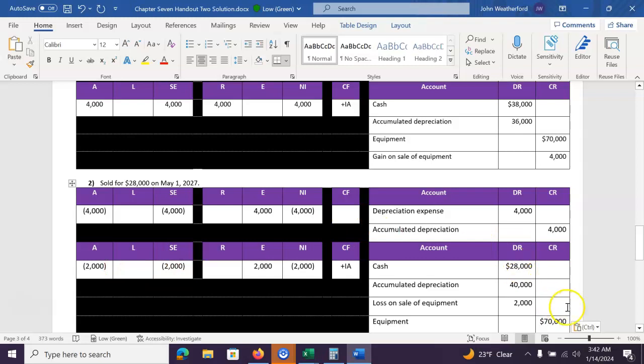Let's go through that though. The asset equipment decreased by $70,000. Cash increased by $28,000. And accumulated depreciation, the contra asset decreasing, has the effect of increasing assets. So assets increased by $68,000, decreased by $70,000. So that nets to a $2,000 decrease in assets.